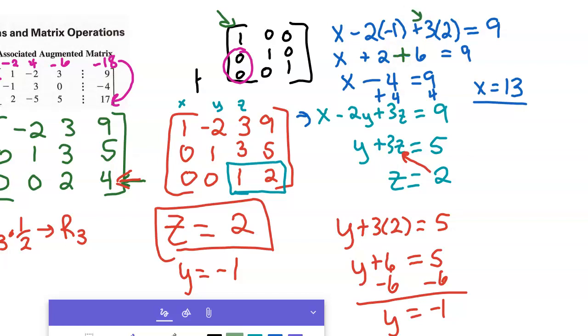You might have been screaming at the top of your lungs, what are you doing? So 6 plus 2, that should not be a -4, that should be a +8. Then you subtract 8, and you get 1. So x is 1.